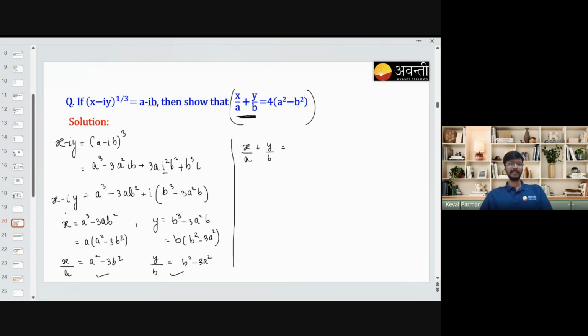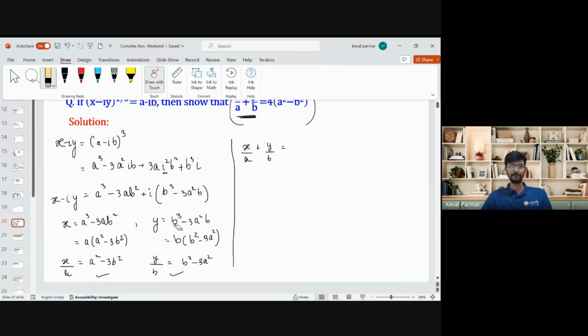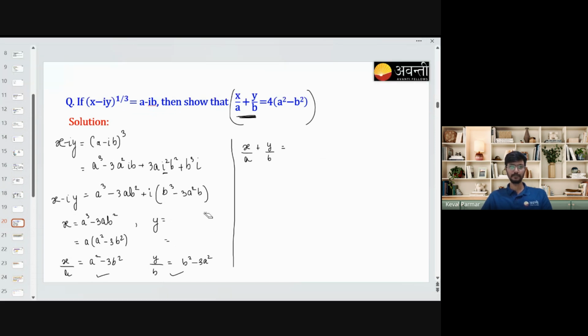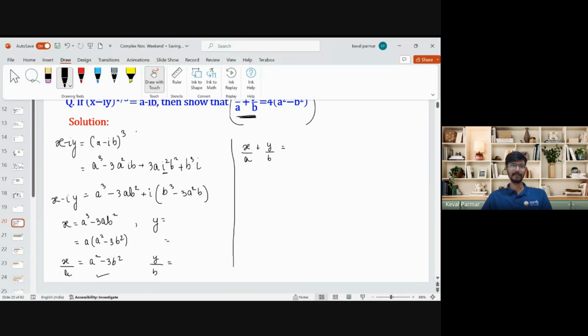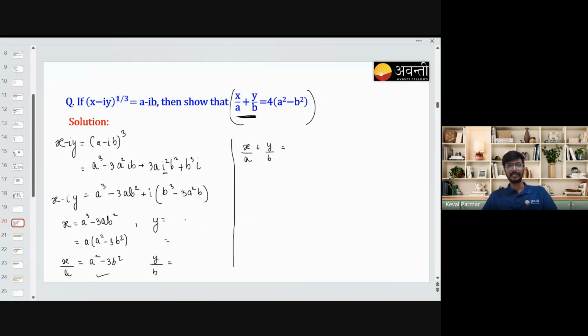This is x minus iy. So yeah, I made a slight error here, guys. The error was it is minus yi. So if it is minus yi, there will be a change in sign: the 3a square b minus b cube. So we can take b common: 3a square minus b square. This will be 3a square minus b square.